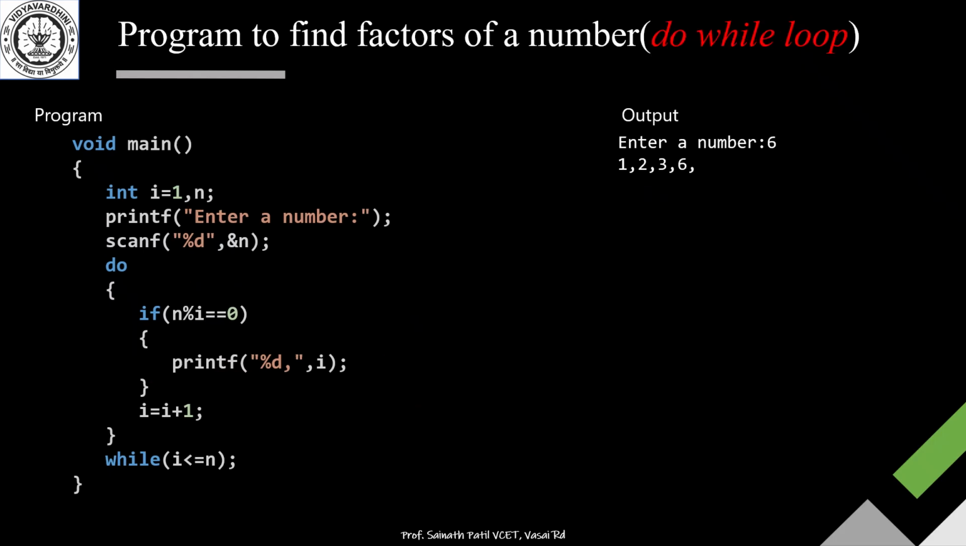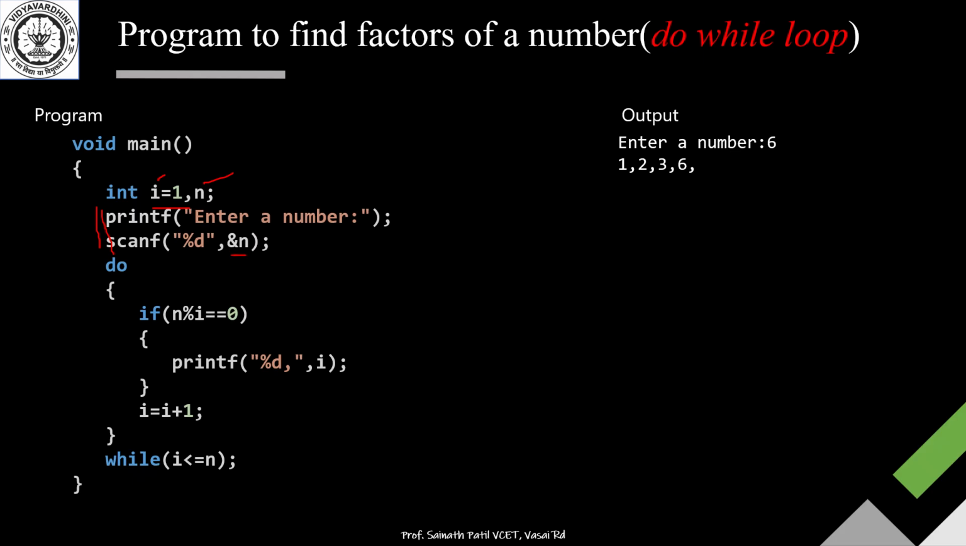Next, we'll write a program to find factors of a number using do while. It's the same program we have written using a for loop. So here I declare two variables, i and n. The value of i is initialized to 1 because I want to use i as a conditional variable. Then using printf and scanf, we'll enter n, whose factors are to be found or displayed.